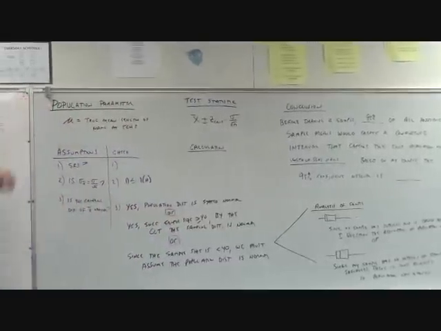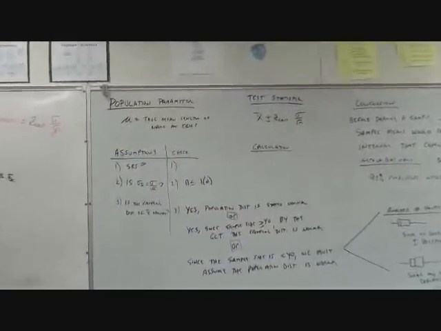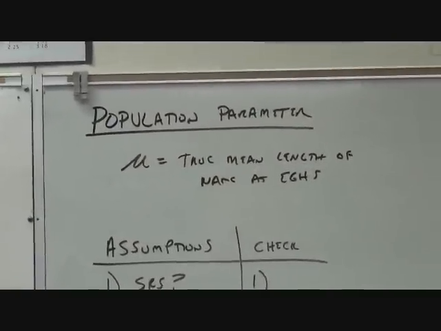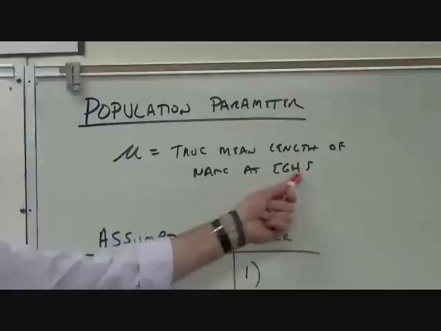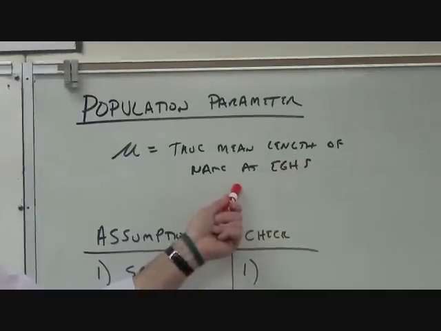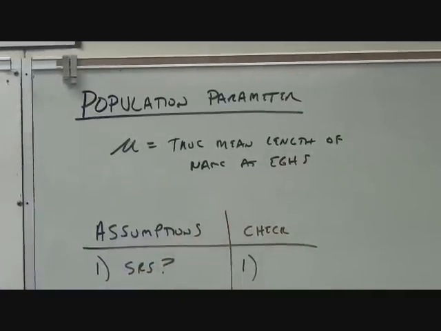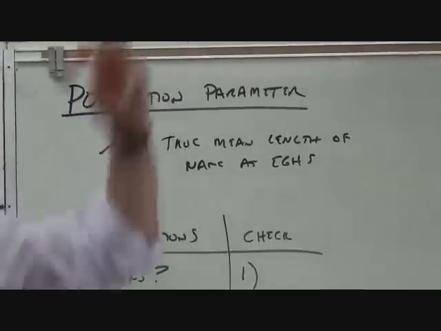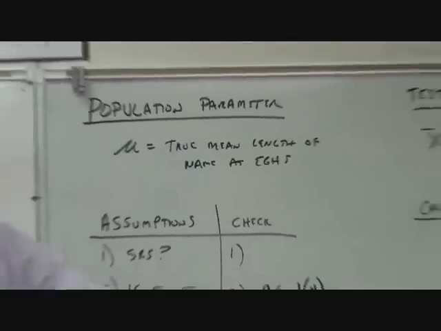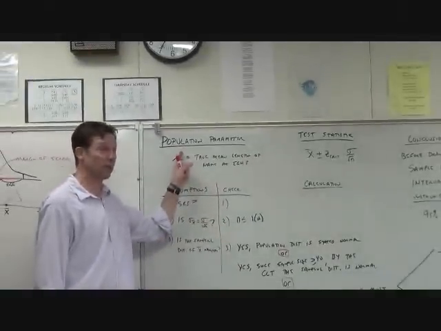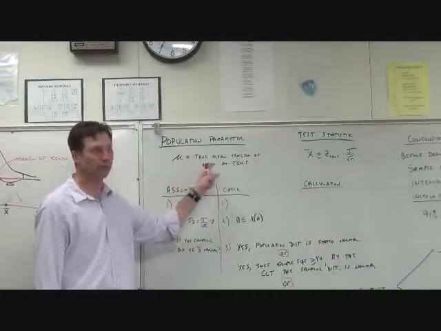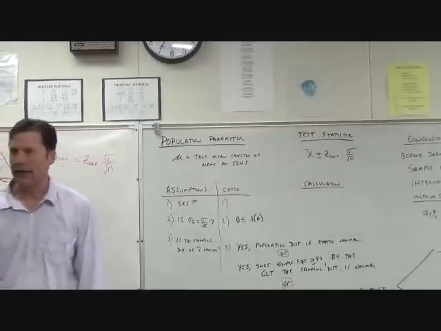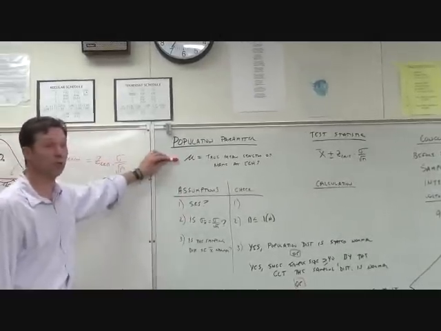All right, so the first thing that you're going to do is describe what the population parameter is. What are we looking for here? In the example we're doing, we want to know the true mean length of the names of students at Elk Grove High School. Those confidence intervals you saw on television predicting the election, like Obama's going to get 51% of the vote, plus or minus 3%. Their population parameter would be p, the true percent that President Obama gets on election day. That's what we define right up front, what we're looking for.